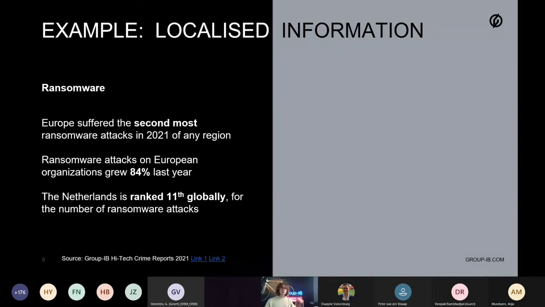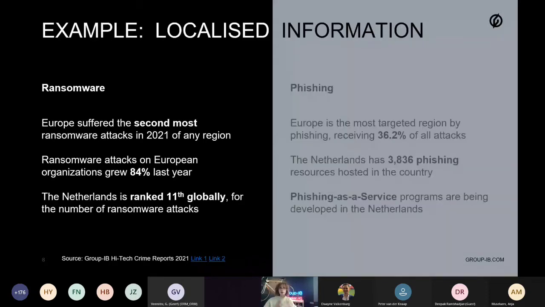And phishing, which is another big cybersecurity topic. 36.2% of all phishing attacks occur in Europe, the most anywhere. The Netherlands, in particular, has nearly 4,000 phishing resources hosted in the country, and that's important because a lot of phishing attacks target the country that the resources are hosted in. That makes sense because there'll be nuances around languages. If you know that a certain retail organization is doing a promotion or a sale, you can emulate their brand and try to fool people into opening your phishing.